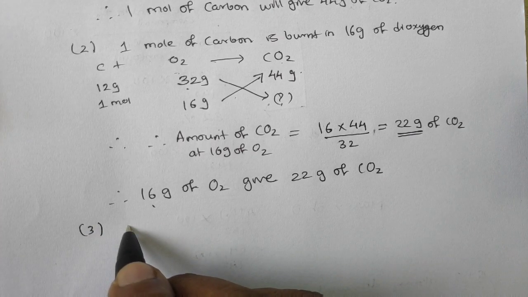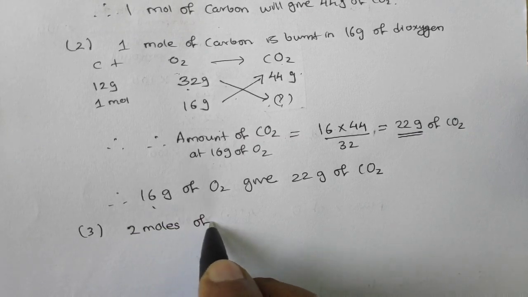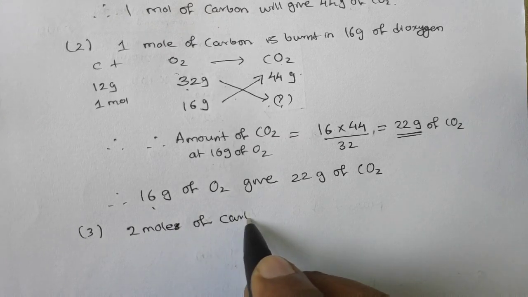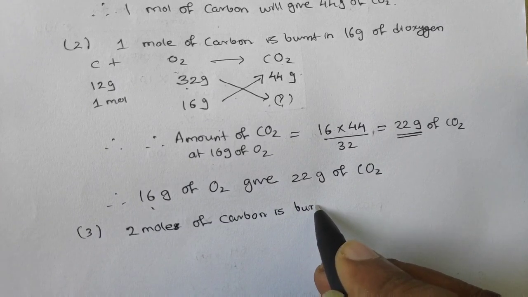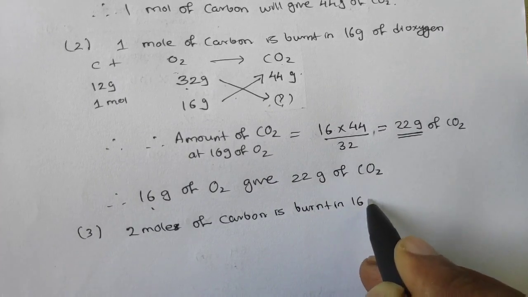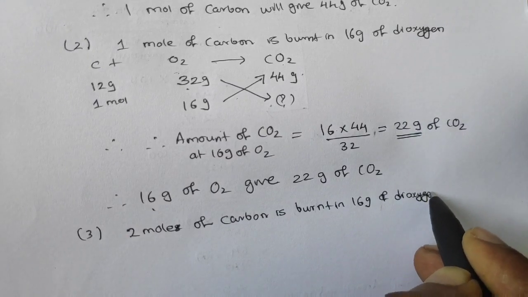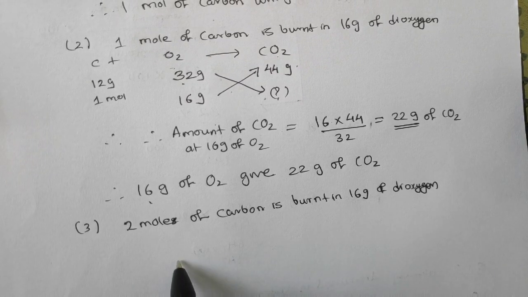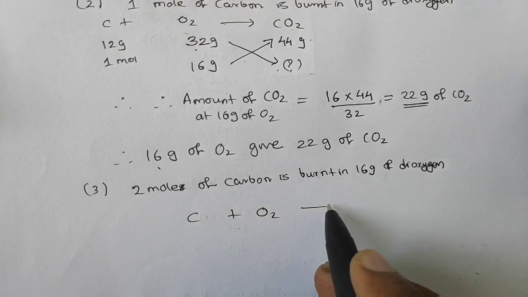Next one is: 2 moles of carbon is burned in 16 gram of dioxygen. Clear? Now this is also very simple. See, C plus O2 gives you what?